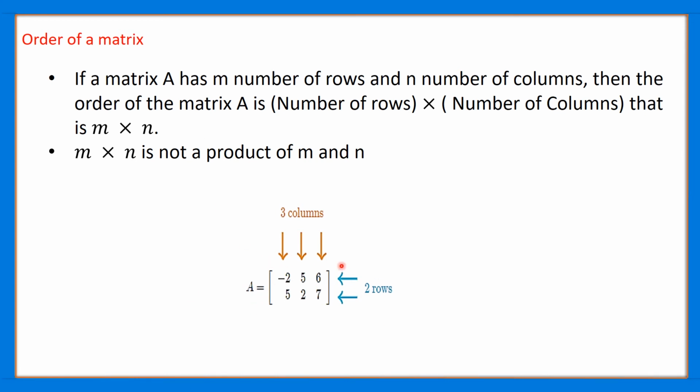Okay, m cross n, does it mean that 3 into 2 is equal to 6? So 6 is the order of a matrix? No. And m cross n does not tell us that we have to multiply m and n. It tells us just there are m rows and n columns. So m cross n, we should not take the product of m and n for the order of a matrix.